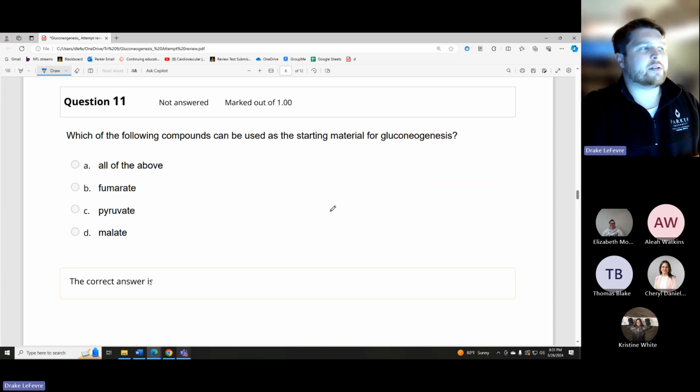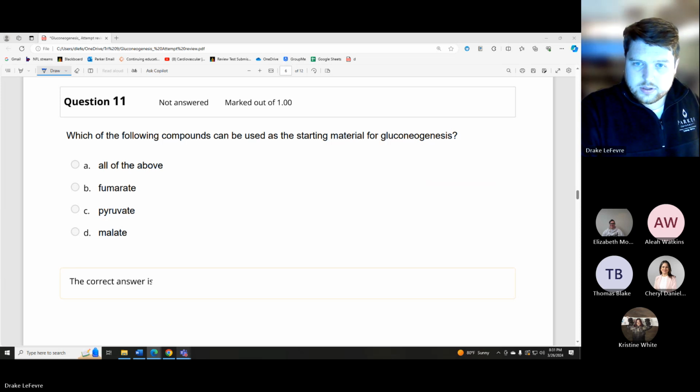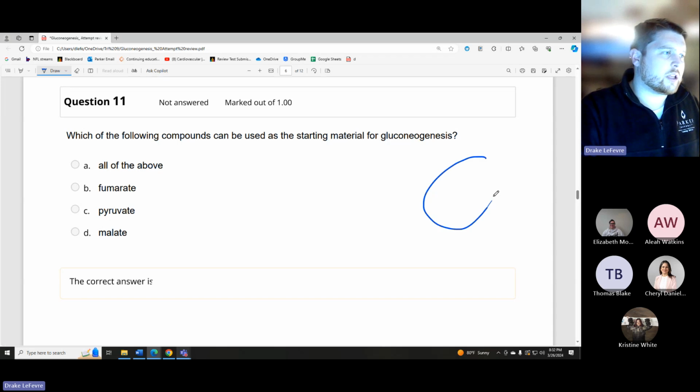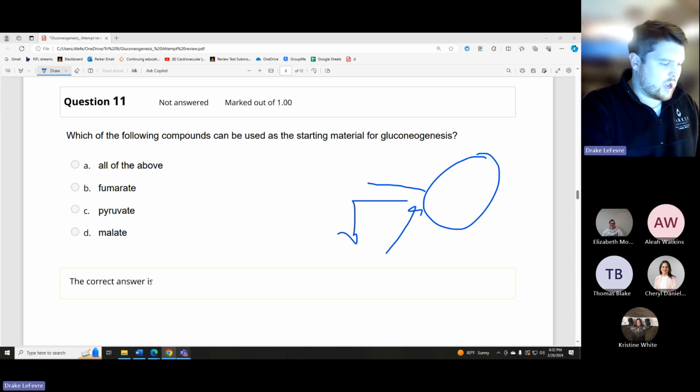Continuing, so which of the following compounds can be used as the starting material for gluconeogenesis? All of the above? Yeah, the answer is all of the above. He doesn't have the nice little chart. Does anybody remember there was a chart where it kind of looks like this? It has like a circle here and then it branches off and you have stuff coming in and stuff going out. There's a chart like that. Let me see if I can find it. It was way earlier in the book.